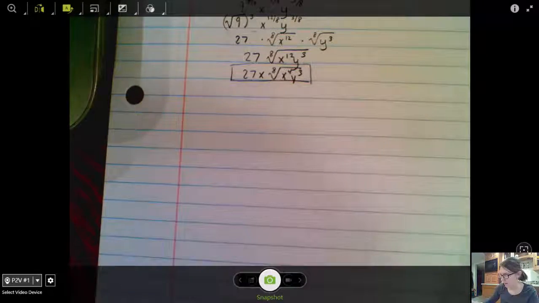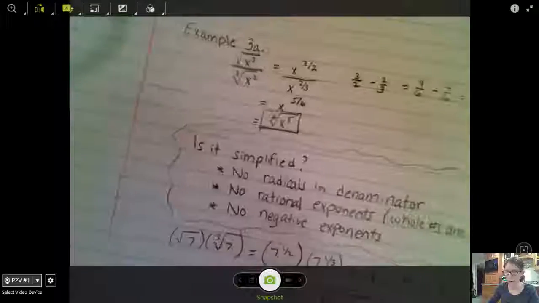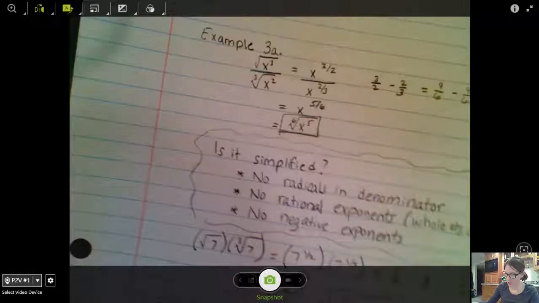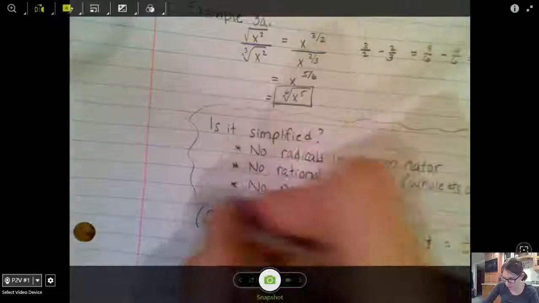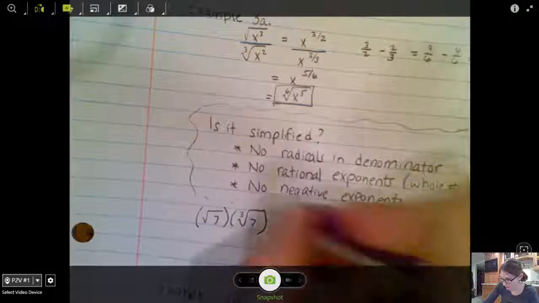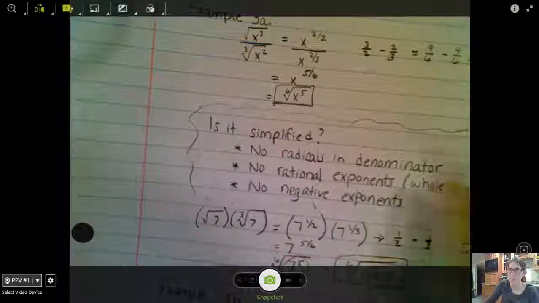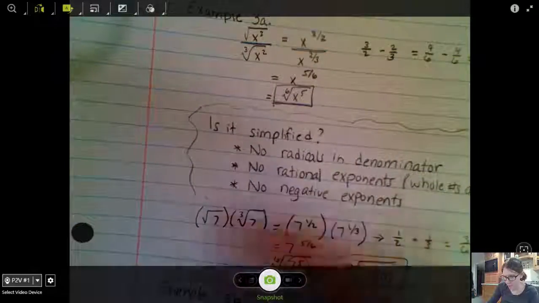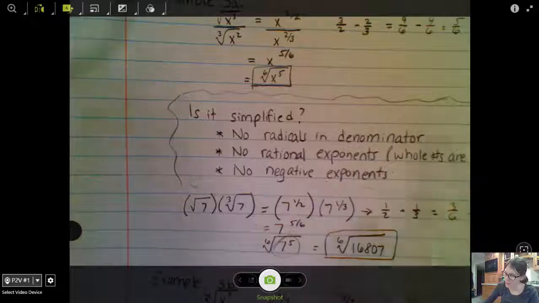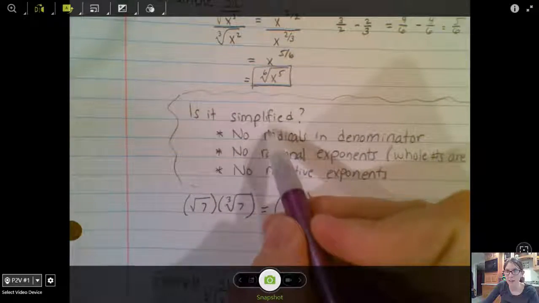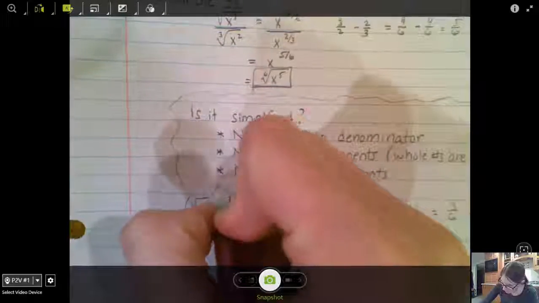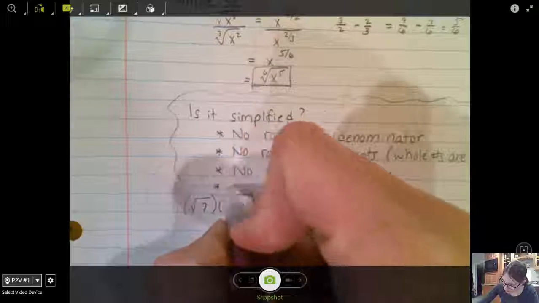Okay, I meant to do this in my last video and then I didn't, so I'll put it in here. In that last video, you saw how we really want to have one radical in our final answer. I wanted to add that to my list of rules for simplifying here from example 3a that we looked at. So is it simplified with these three things before? I'm going to add a fourth thing on here.